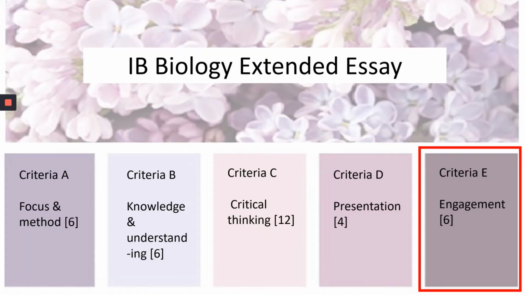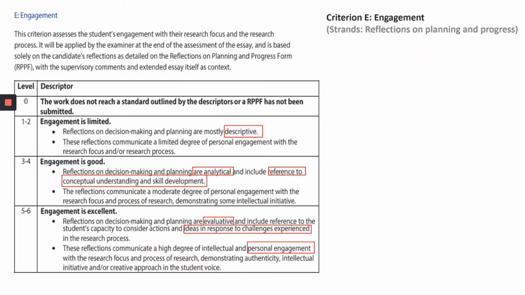Finally, we reached the last criteria E, engagement, in the IB Biology Extended Essay. So let's get started. This is just a screenshot of the score band in criteria E, engagement. The engagement has two parts: one is the reflection on the planning, and another one is the reflection on the progress. So mainly two parts you need to think about.